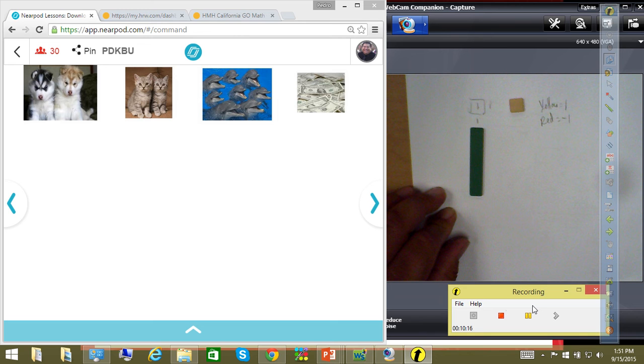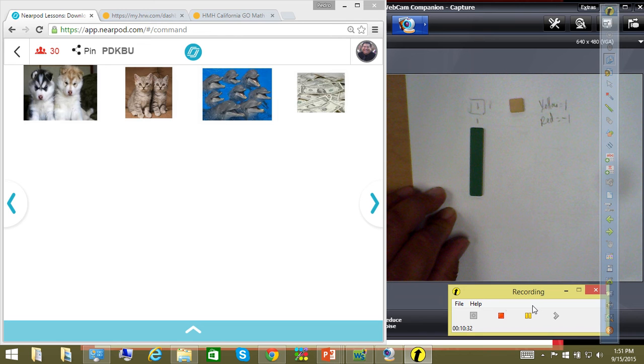rectangle. How about when I say get a negative X out? What would you do? Get a red rectangle out, which is just flipping it, right? Does everybody understand what we're doing?